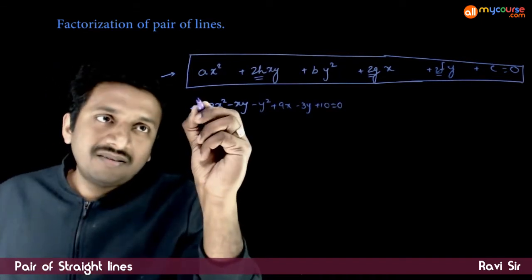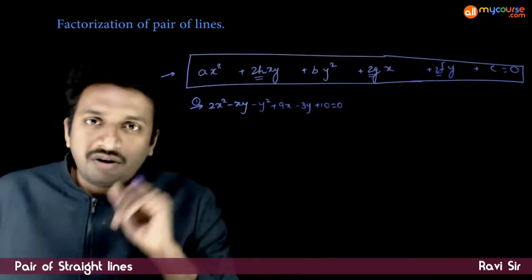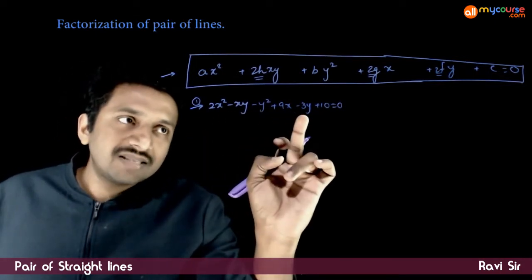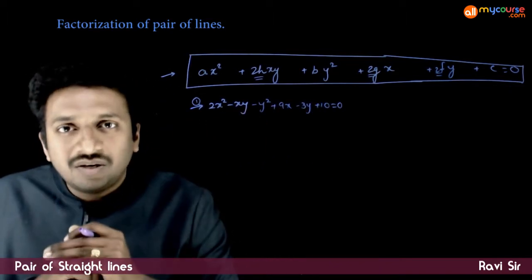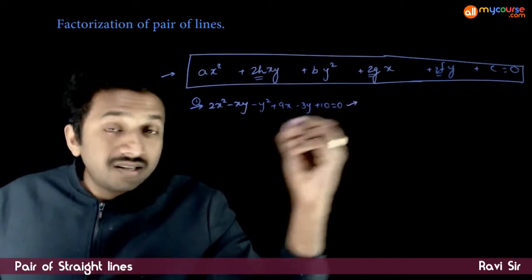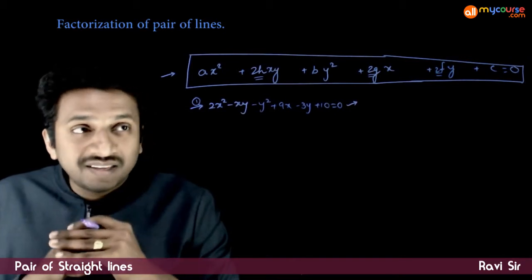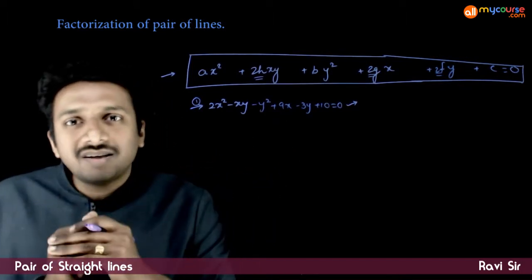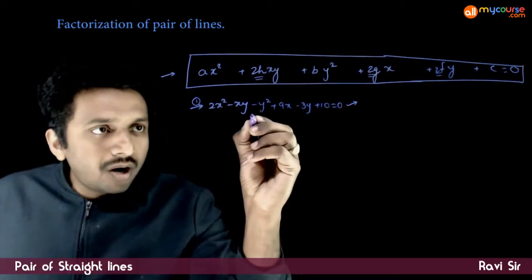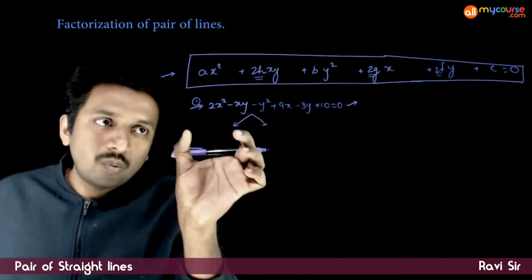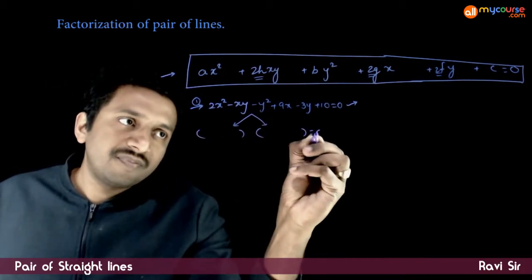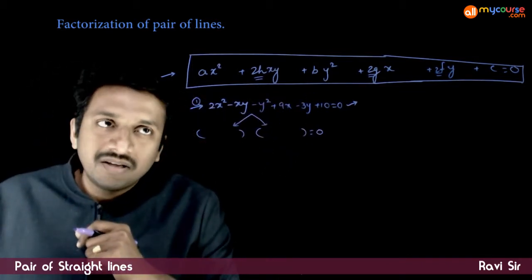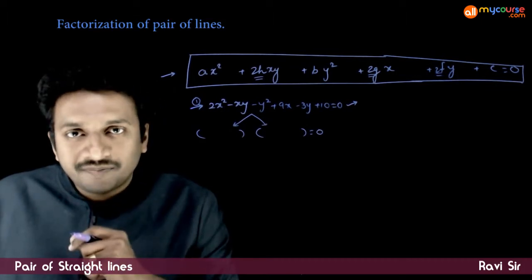For example, if you take an equation of this form, 2x square minus xy minus y square plus 9x minus 3y plus 10 is equal to 0. Now, the question that we are going to deal with in this video is how to factorize this combined equation into two separate linear equations. What is this pair of lines made of? What are the individual equations? So how do we factorize the combined equation of a pair of lines? Let us see the method by which we can do that.